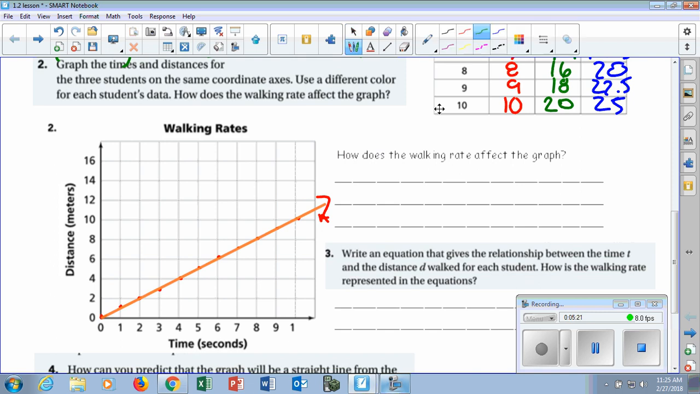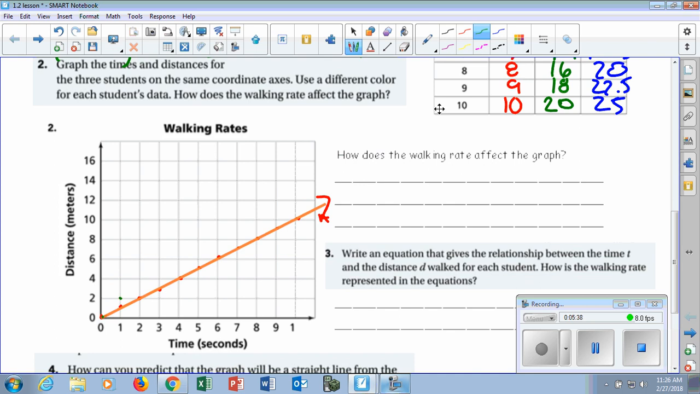My green line is going to be Gilberto. So he's at 0, 0. That's where they all start. And we said that 2 meters per second is his constant. So at 1 second, Gilberto is at 2. Our seconds are on the bottom. They set up this graph for us.